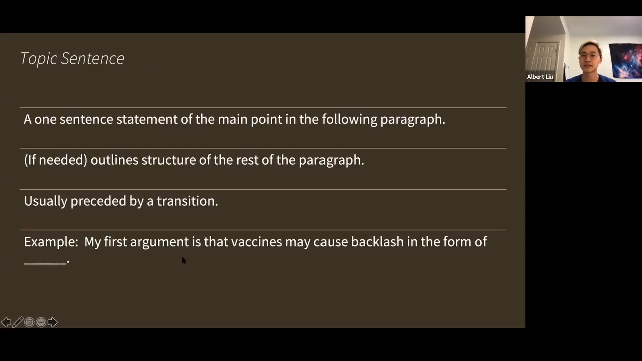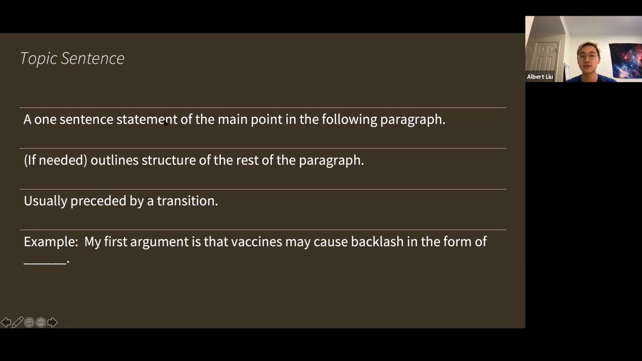So the topic sentence is pretty straightforward. You just want to say a one sentence statement of the main point in the following paragraph. If needed, you want to outline the rest of the structure in the paragraph, and this is really helpful if you have a really long paragraph. And it helps establish a nice structure so the judge or the audience can follow it well.